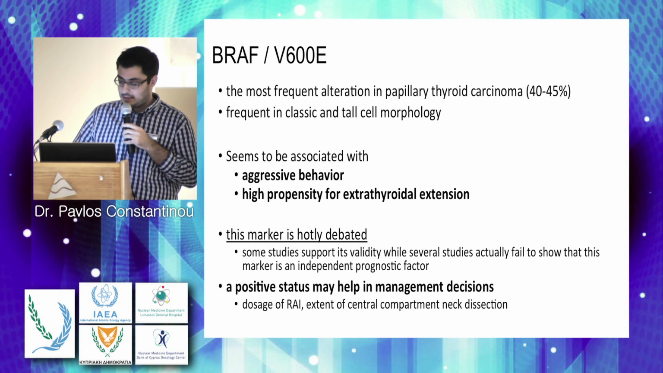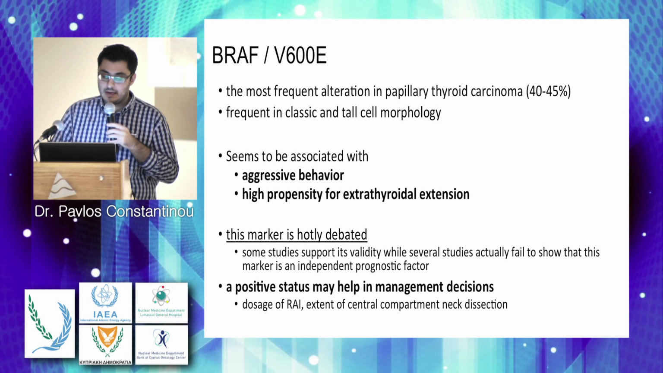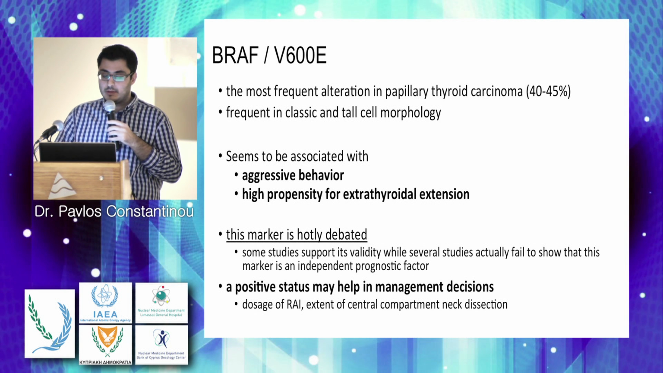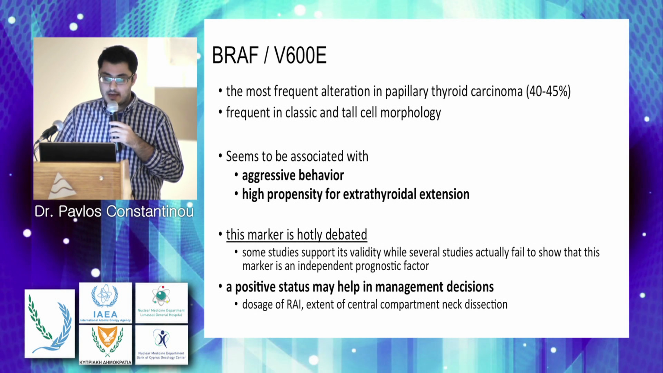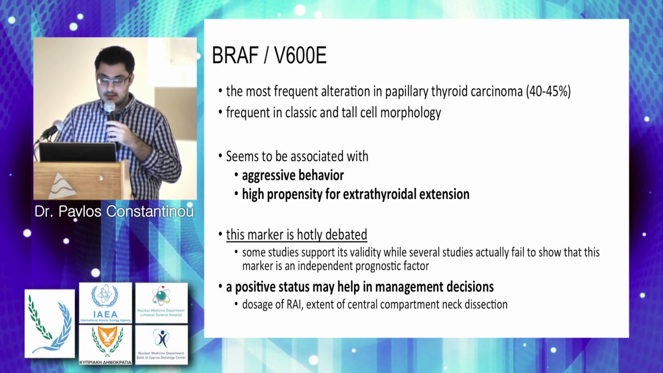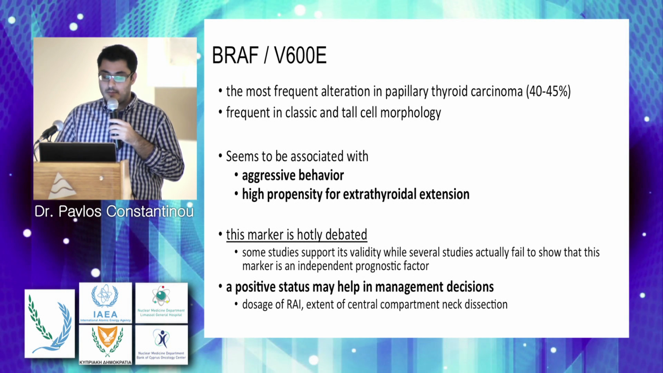BRAF V600E mutation is the most frequent alteration in papillary thyroid carcinoma. It is frequently found in classic and tall cell morphology and seems to be associated with aggressive behavior and a high propensity for extrathyroidal extension. Even this marker is hotly debated because there are several studies that actually fail to show that this marker is an independent prognostic factor. A positive status may help in management decisions.